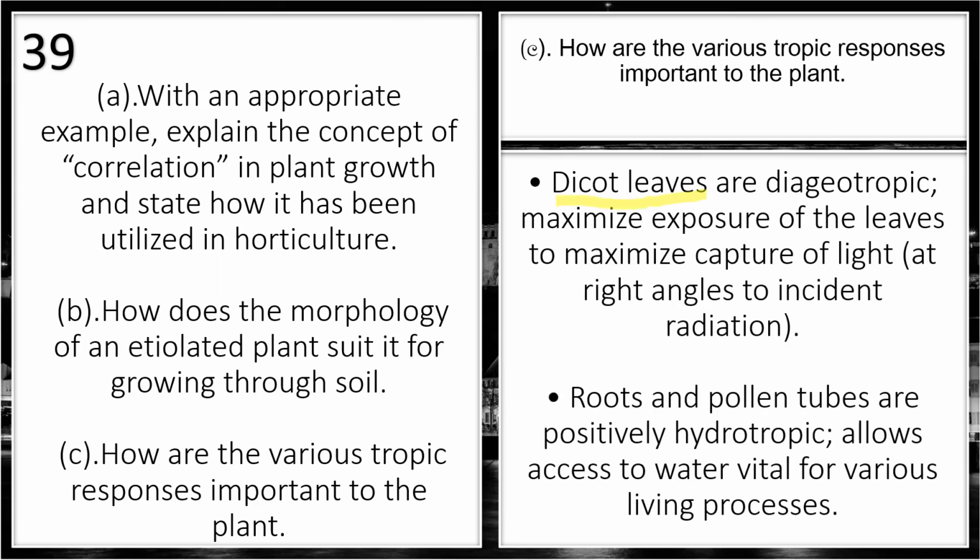Dicot leaves are diageotropic, maximizing exposure of the leaves to maximize capture of light at a right angle of incidence radiation. Roots and pollen tubes are positive hydrotropic, allowing access to water, vital for various living processes.